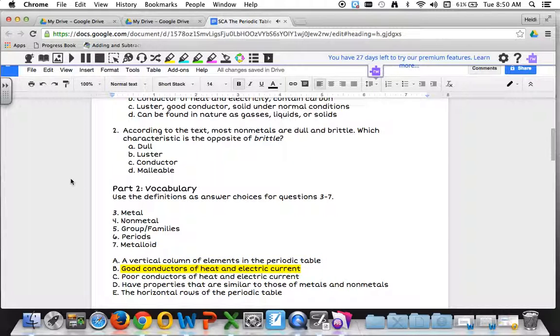A. A vertical column of elements in the periodic table. B. Good conductors of heat and electric current. C. Poor conductors of heat and electric current. D. Have properties that are similar to those of metals and nonmetals. E. The horizontal rows of the periodic table.